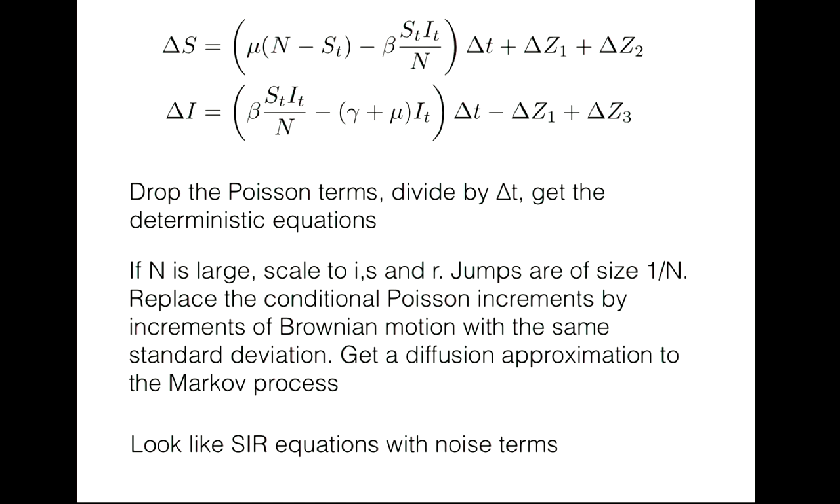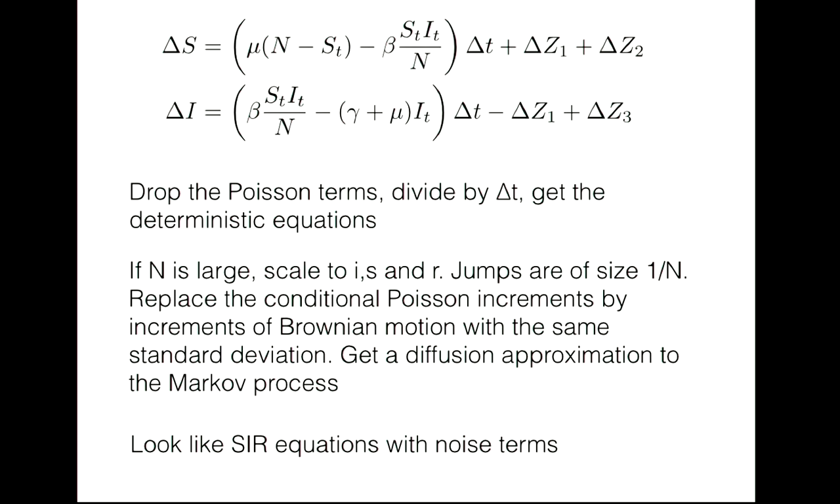You can account for these additional terms in another way. You can represent them as a Brownian term, effectively getting a diffusion equation in the space of S, I, R and t, which is a diffusion equation approximation to the Markov process. These look like the SIR equations with certain types of noise terms. This is a little more technical from a mathematical point of view, so we won't describe it here, but just to tell you that this is how it's actually done in practice.